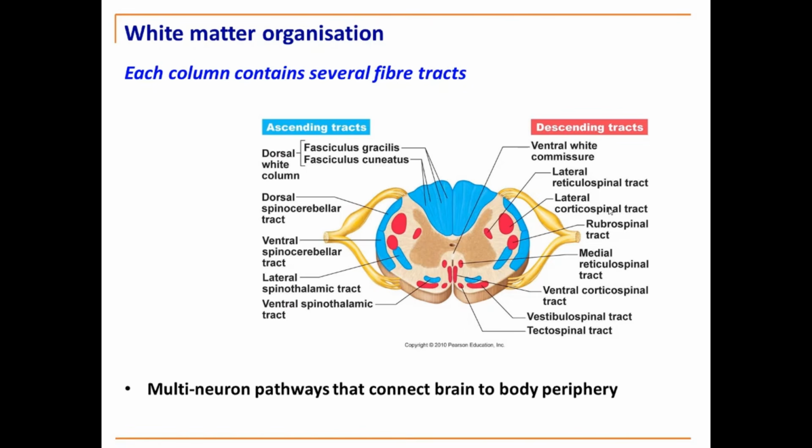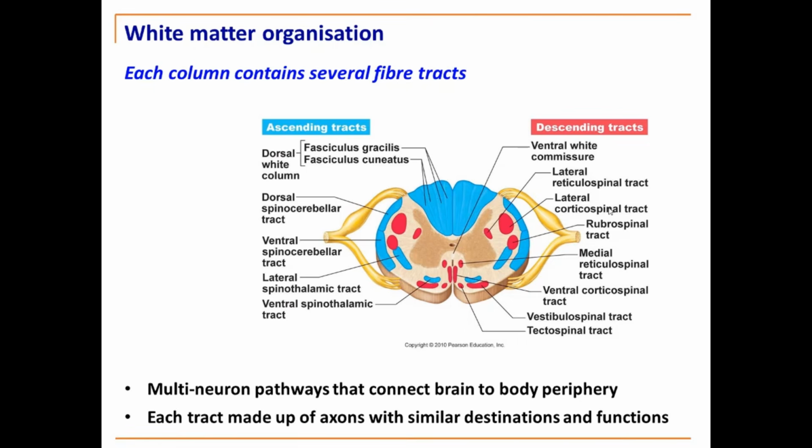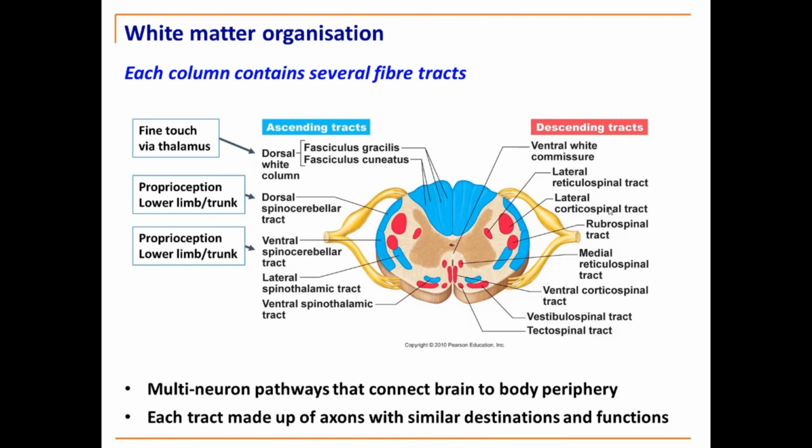So that you know, they are multi-neuron pathways, and we'll talk about first, second, and third order neurons in a minute. The ascending tracts connect the brain to the body periphery, and each tract is made up of axons with similar destinations and functions, as we've already said. Some examples: you've got your dorsal white column. That's involved in fine touch sensation, and it goes via the thalamus to the cerebral cortex, the somatosensory cortex.